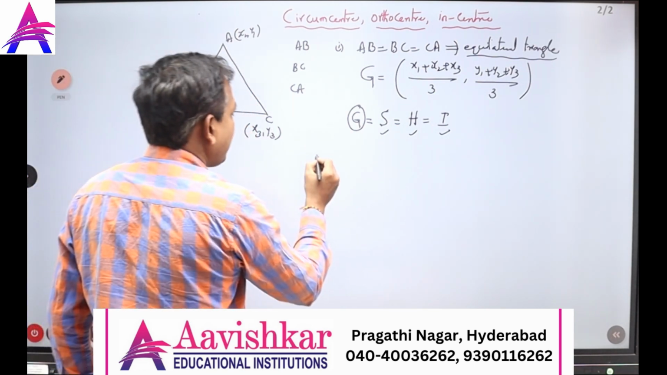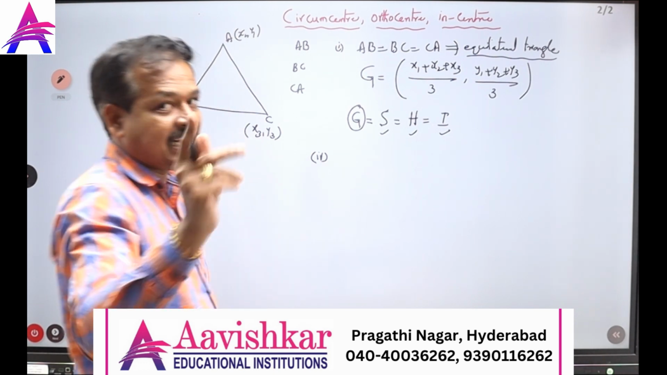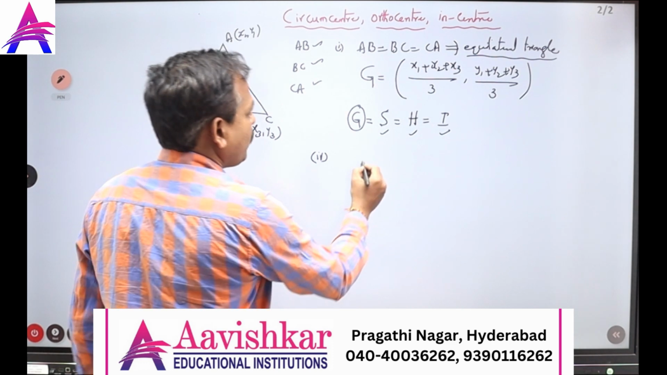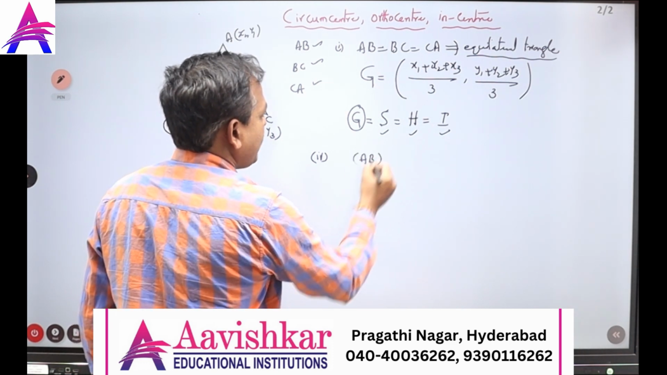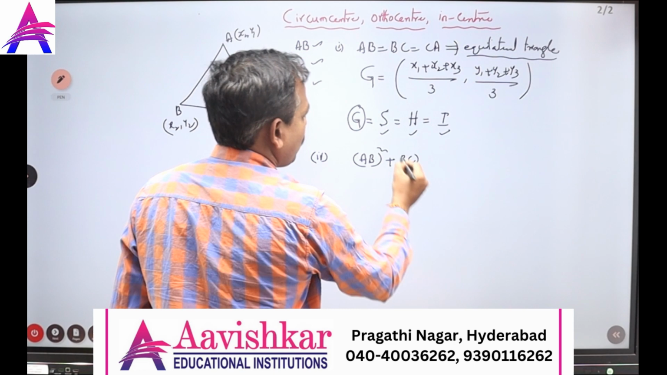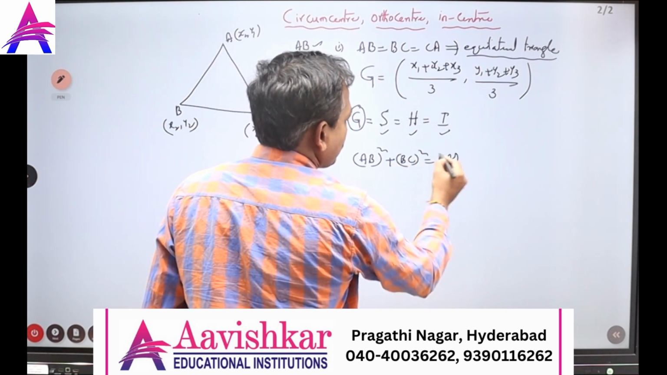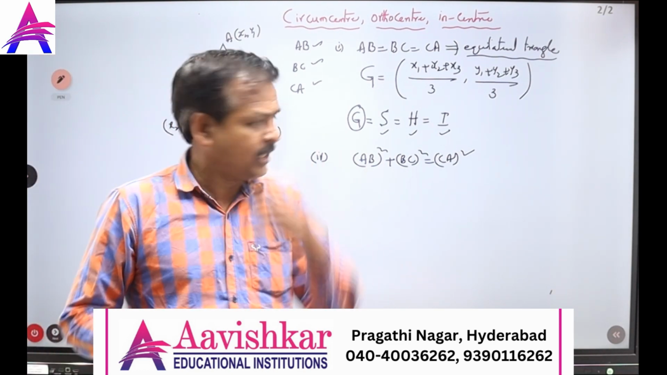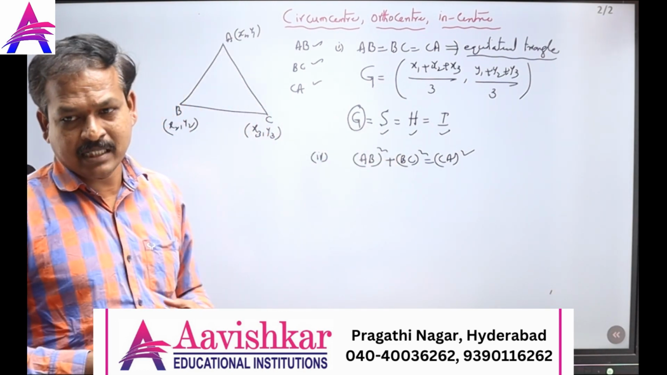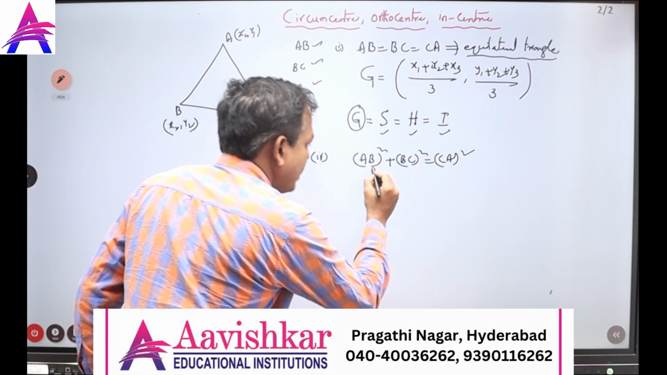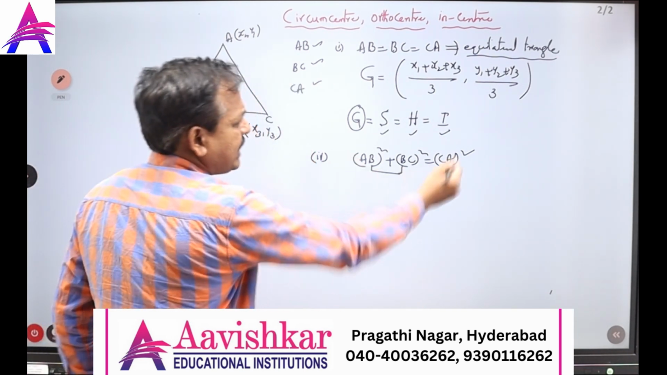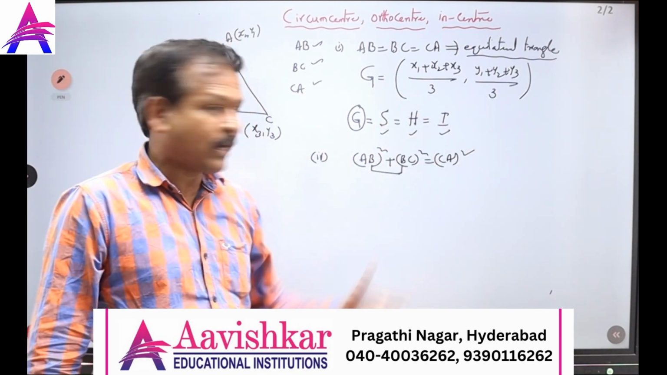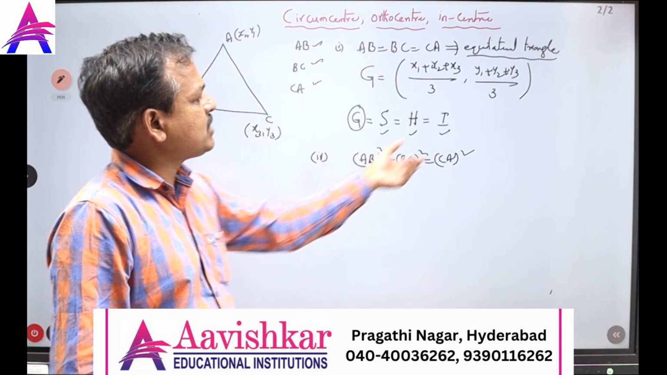Now coming to the second point. If the triangle is a right angle triangle, suppose after getting AB, BC, CA, sometimes you get an equation like this: AB whole square plus BC whole square is equal to CA whole square, depending upon the values. Then children, you can observe, what does this indicate? This indicates that it satisfies Pythagoras theorem, that is AB square plus BC square equal to CA square.